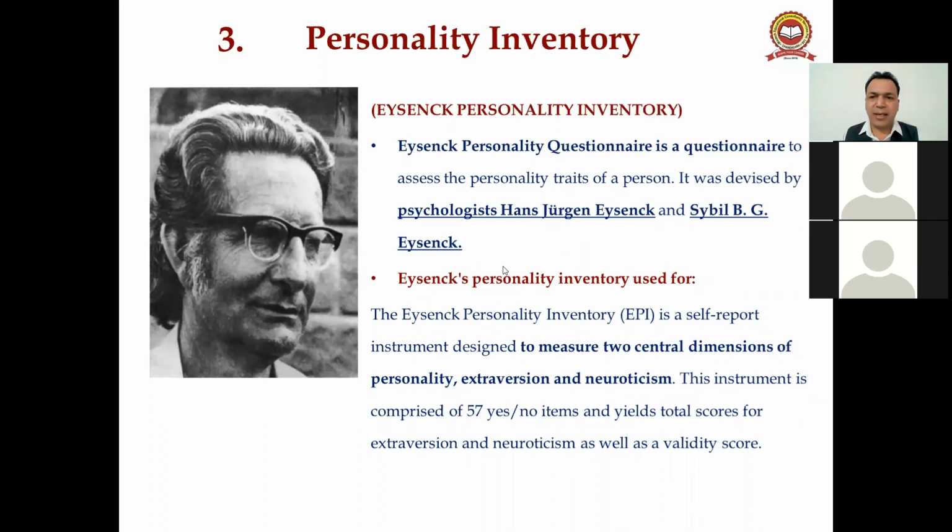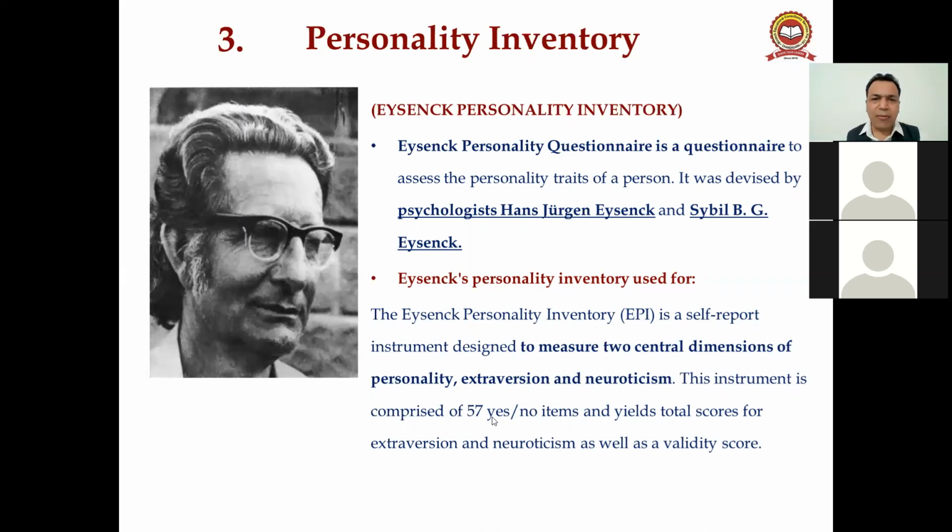So the Eysenck personality inventory is a questionnaire to assess the personality traits of a person. It was devised by the psychologist Eysenck and Eysenck. You can say that. The other person is also Eysenck. The Eysenck personality inventory is a self-report instrument designed to measure two central dimensions of personality, extroversion and neuroticism. This instrument comprises 57 yes or no items and yields total scores for extraversion and neuroticism as well as a validity score.